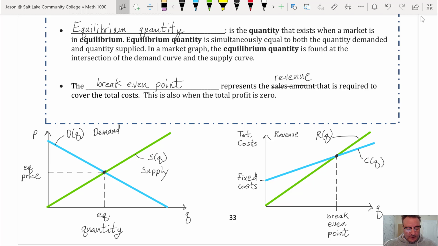Okay, so take a look at the green curve. If the price for a product is zero, clearly no one's going to want to produce or supply that product to the market because you get nothing for it. Okay, there's occasionally exceptions to this, but we're not going to go into that. This is not an economics class, so we're just going to look at it from a mathematical perspective.